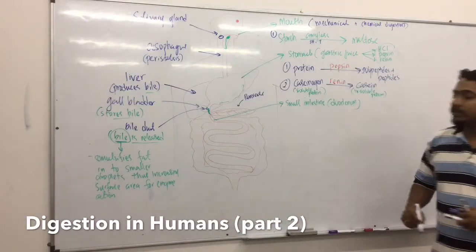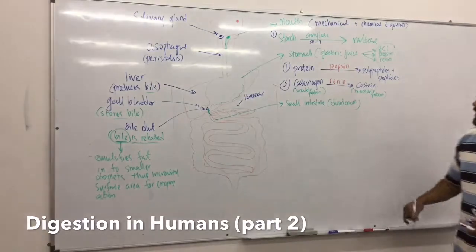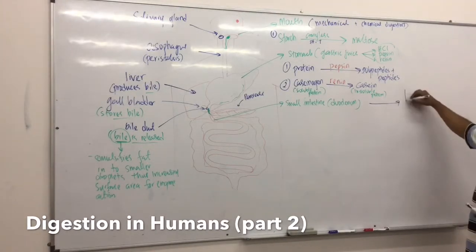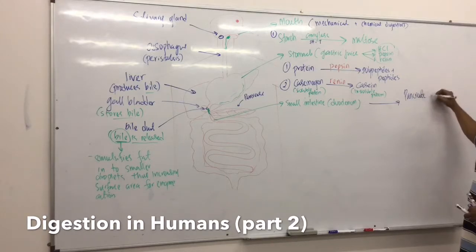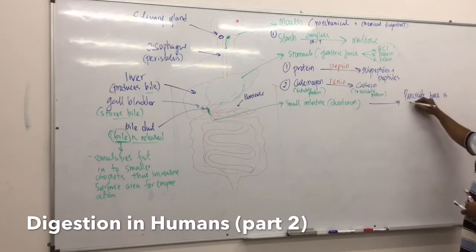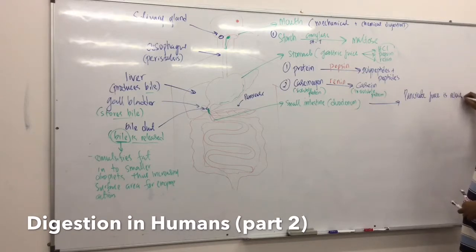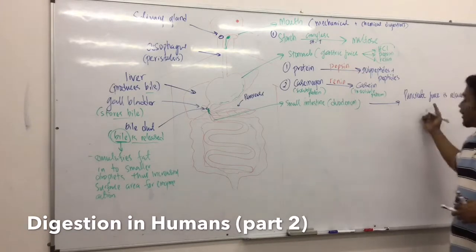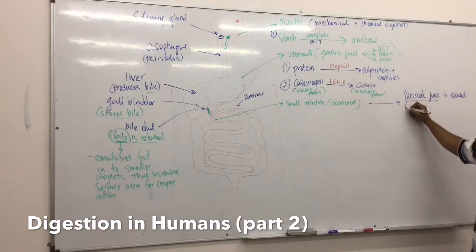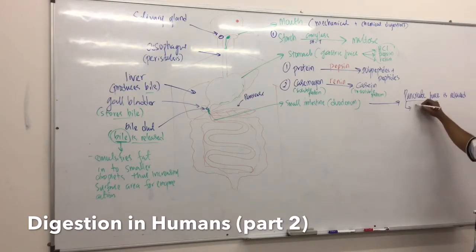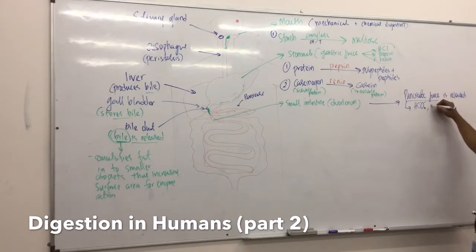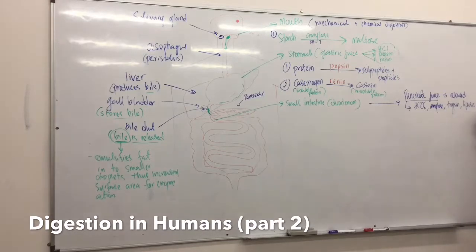Okay, so what does the pancreas do? Since I'm running out of space on that side, I'm going to write it here. So in the duodenum, pancreatic juice is released. We call it pancreatic juice. So what does pancreatic juice contain? Pancreatic juice basically contains hydrogen carbonate ions. It contains amylase, it contains trypsin, and it contains lipase. So these are the 4 components.